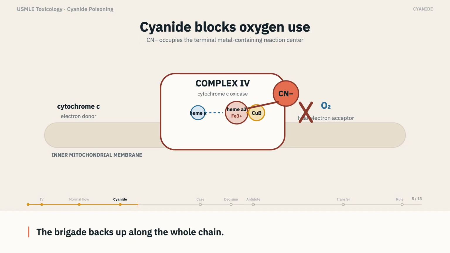Proton pumping falls because the pumping was driven by those handoffs. The proton gradient across the inner membrane collapses. ATP synthase has no battery to discharge. Oxidative phosphorylation fails, and mitochondrial ATP production falls.